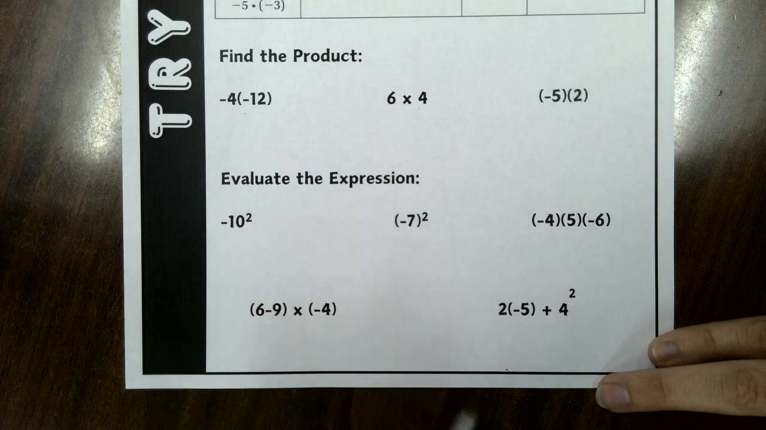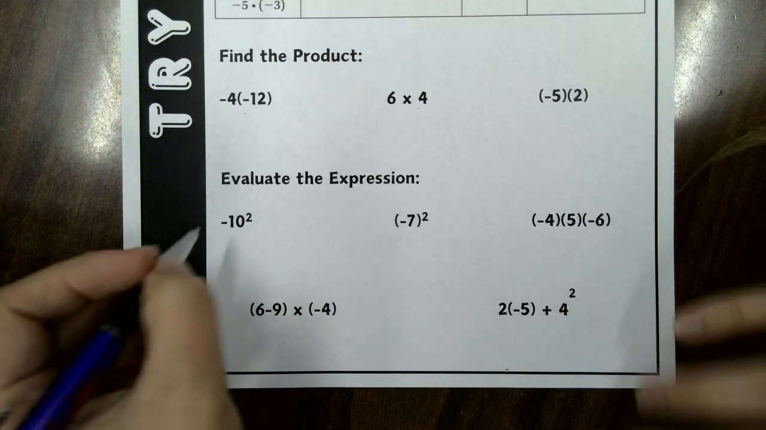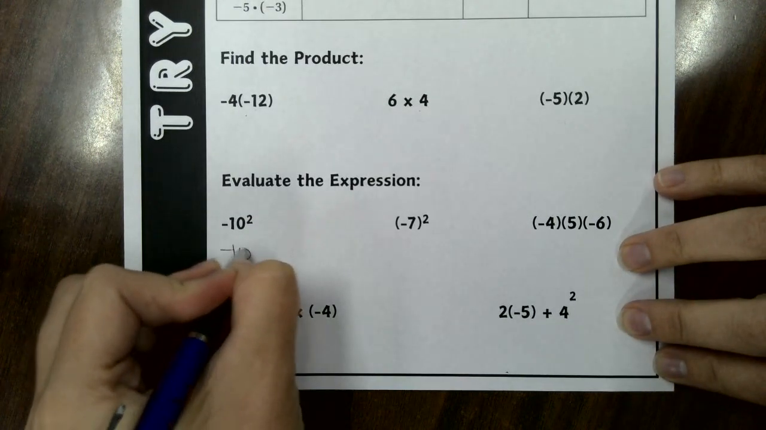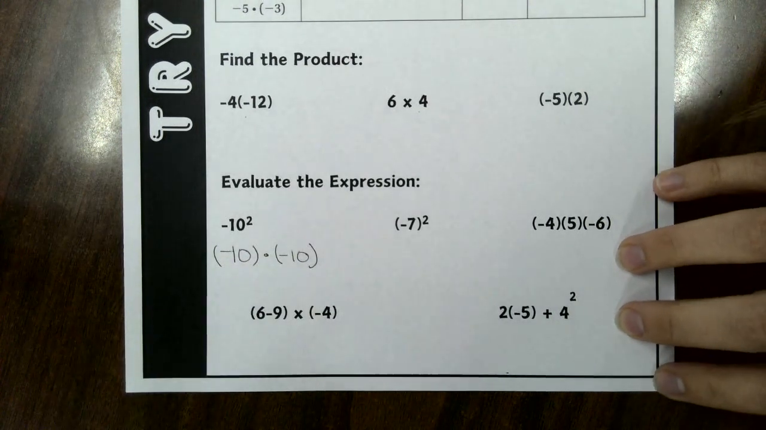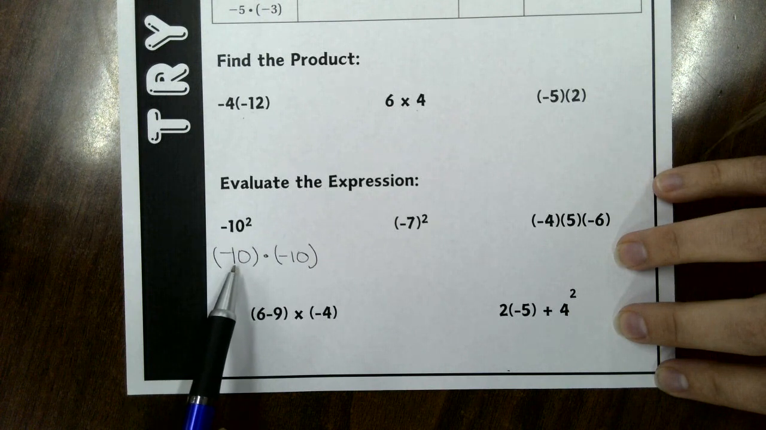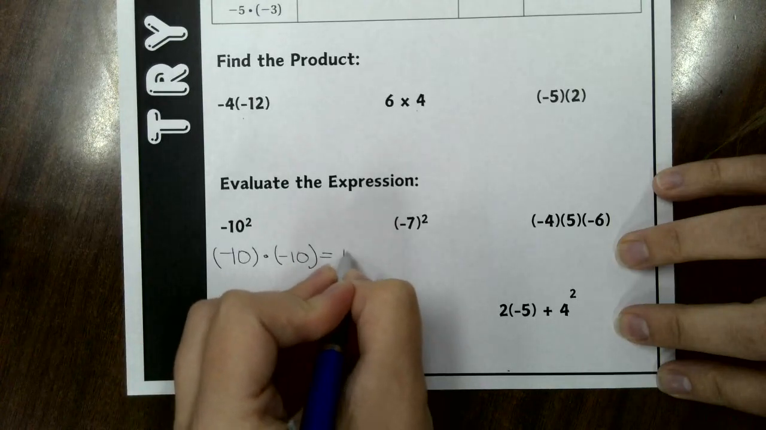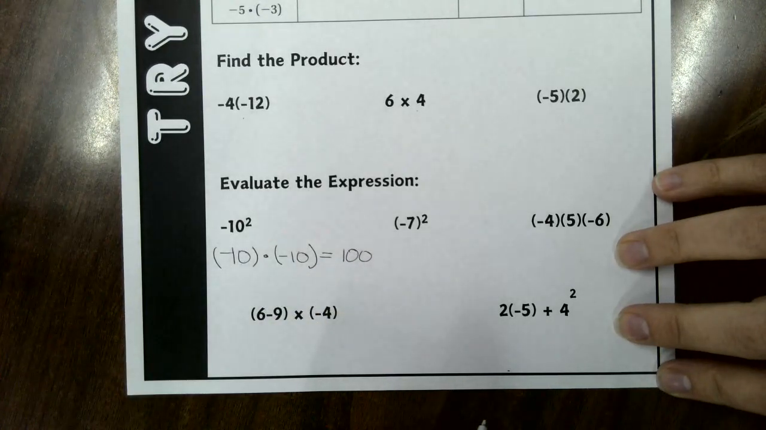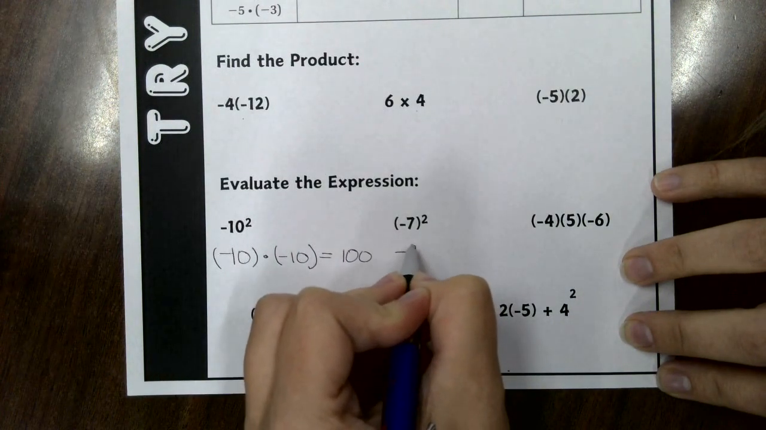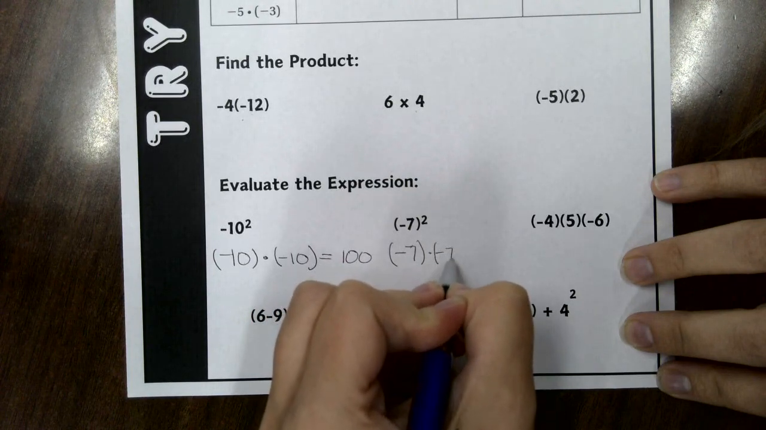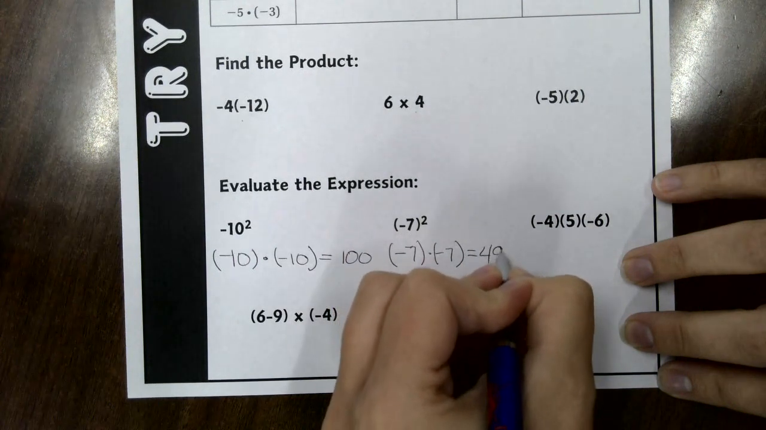Then you're going to evaluate the expressions down here. So let's do this one together. If I have negative 10 squared, negative 10 squared looks like negative 10 times negative 10. If I rewrote it like this, now I know they share the same sign. So when I multiply 10 by 10, I get 100. Same sign tells me that it is positive. So that is what it's going to stay as. This one, negative 7 times negative 7, same sign, means it's going to be positive, and our answer is 49.